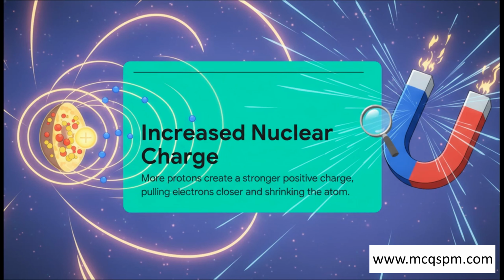Here's the secret. As we go across the period, we're stuffing more and more protons into the nucleus. Think of the nucleus like a magnet. More protons mean a way stronger magnet. And here's the key thing students forget. The new electrons are going into the same outer shell. So that stronger nuclear magnet just pulls all those electron shells in tighter and tighter, shrinking the whole atom.